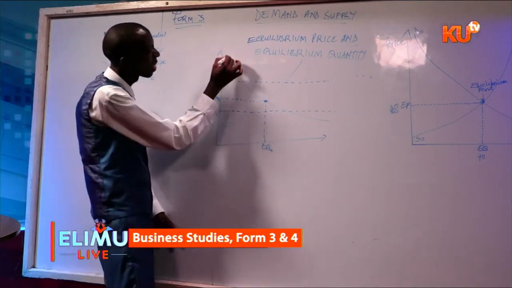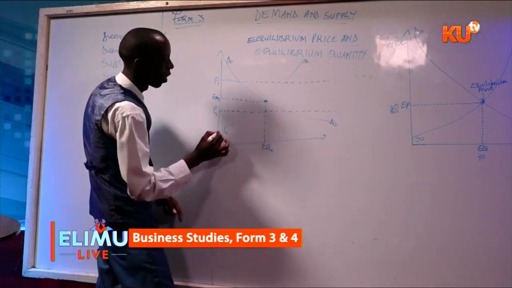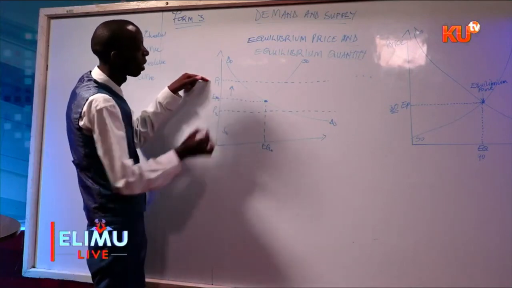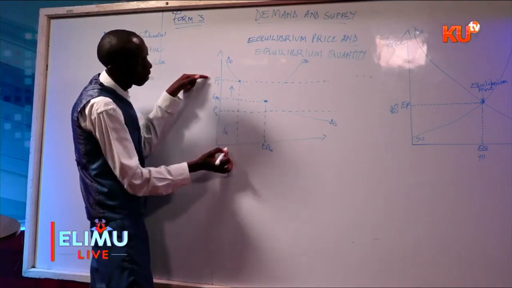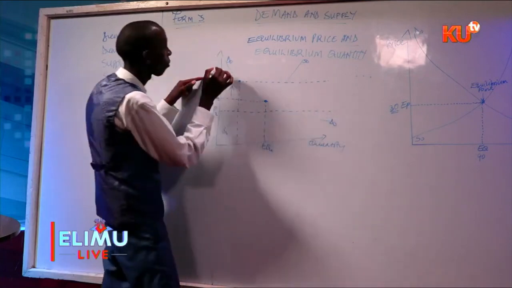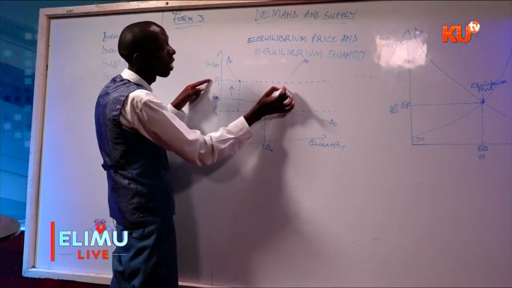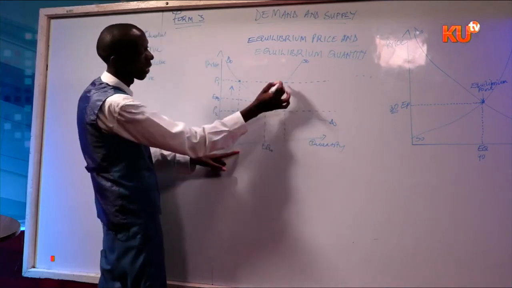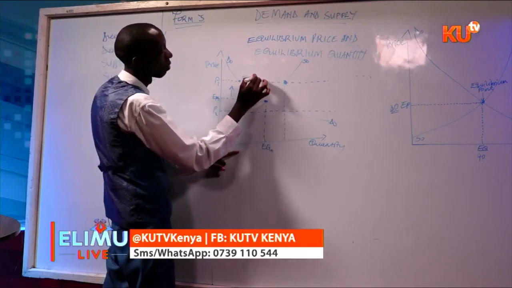Let us see. This is D0. This is S0. What is more than the other at a price that is above the equilibrium? The demand is very low. Can you see the demand? The demand is very low because there is the quantity, and this is the price. But the supply at a price above the equilibrium is very high. Can you see? The supply is very high. And therefore, we'll have what we call excess supply.